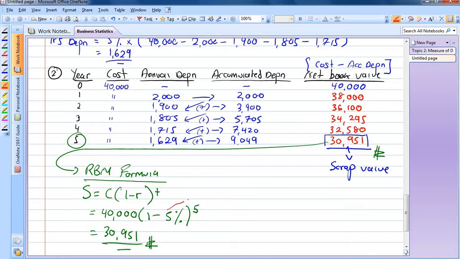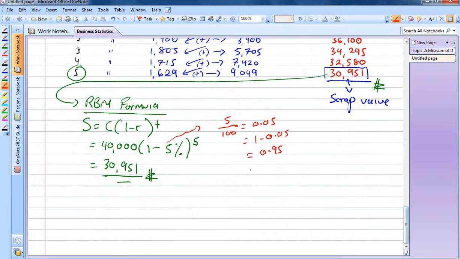So over here, it is actually 5 divided by 100, you get 0.05. So 1 minus 0.05, you get 0.95. So what do you guys do? 0.95, you power of 5. Okay, you power of 5, then you times with 40,000. That's how you get this answer.